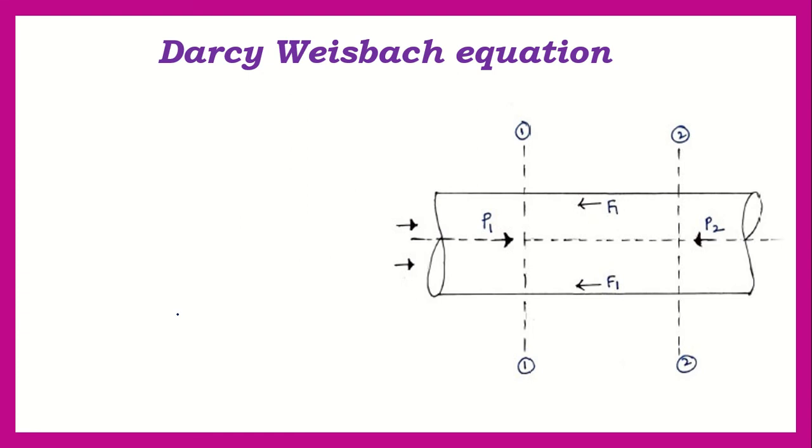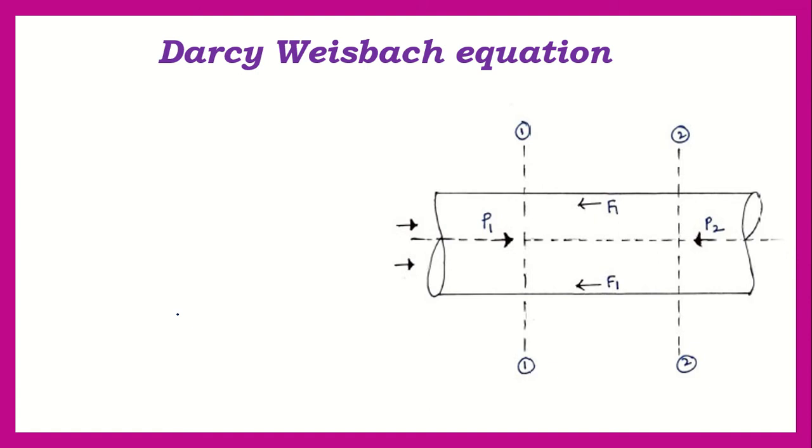So in this video we will see how to derive the Darcy Weisbach equation. The Darcy Weisbach equation is one important equation which is used to determine the major head losses in pipes. Major head losses mainly occur due to the frictional losses that happen. To determine these frictional losses we have two equations. One is the Darcy equation and the next one is Chezy's formula. In today's video we will see how to derive the Darcy Weisbach equation.